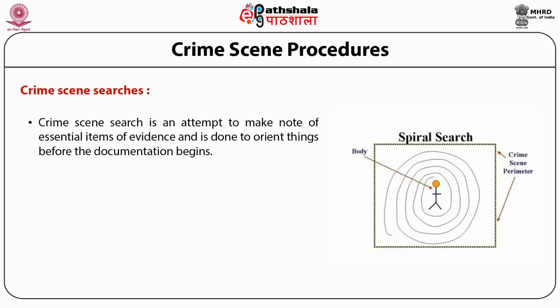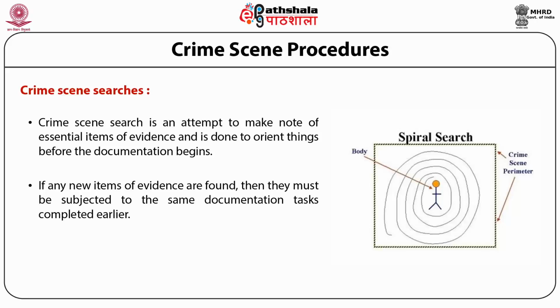Crime scene search is an attempt to make note of essential items of evidence and is done to orient things before the documentation begins. After scene documentation is completed, a more efficient and effective search method or technique must be selected. If any new items of evidence are found, then they must be subjected to the same documentation tasks completed earlier. In order to determine the best method, the area of the entire space should be taken into consideration.